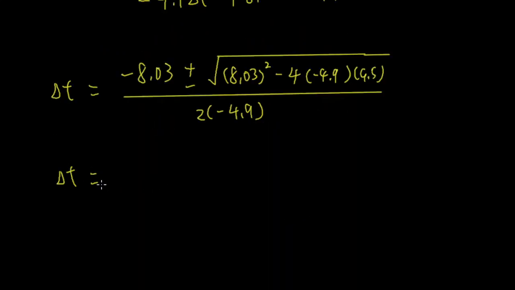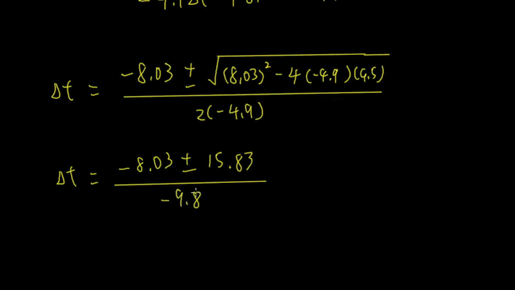Now delta t is equal to, let's put that into the calculator. 8.03 squared minus, but this will become plus. So plus 4 times 4.9 times 9.5. Take the square root. So that is negative 8.03 plus or minus 15.83, approximately, all over 2 times negative 4.9, which is negative 9.8.